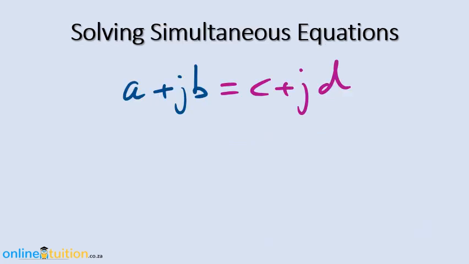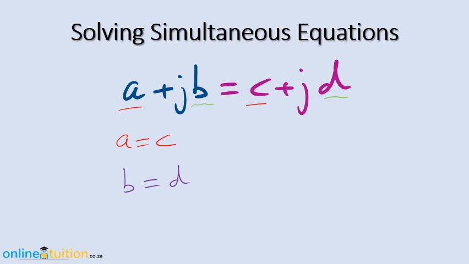So before I do that, I want to look at so-called simultaneous equations. If you have a look here, you've got a plus jb is equal to c plus jd, where a, b, c, d are just constants. They're just numbers. If we compare the real parts, if this were to be true, then we know straight away that a must equal c. And if I compare the imaginary parts, then I must require that b equals d. Does that make sense? For all real numbers a, b, c, d.